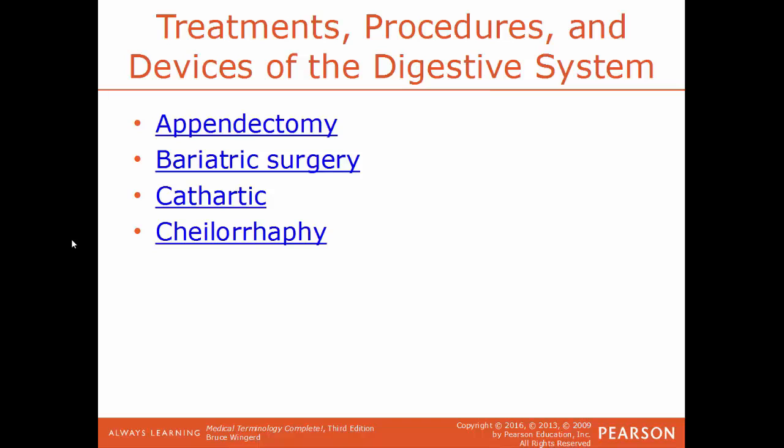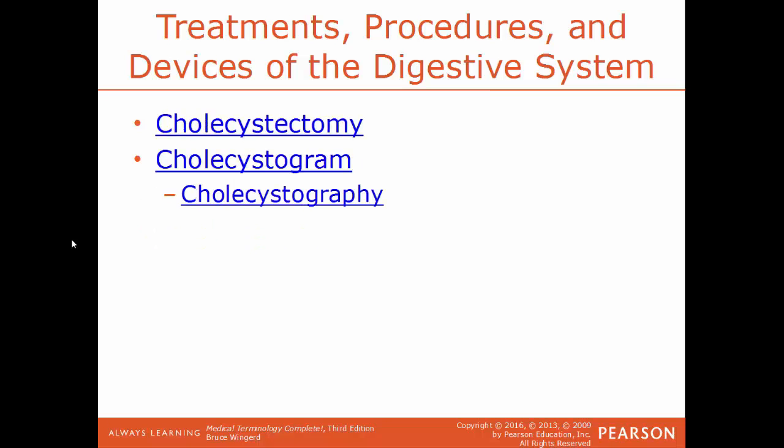And our last term here, chylorrhaphy. This is a suture within a lip. So basically the repairing of a lip. So our next term, cholecystectomy, is the surgical removal of the gallbladder. Cholecystogram. This is an imaging technique, a radiograph of the gallbladder. The X-ray examination used to detect the presence of any gallstones would be our next term, cholecystography.